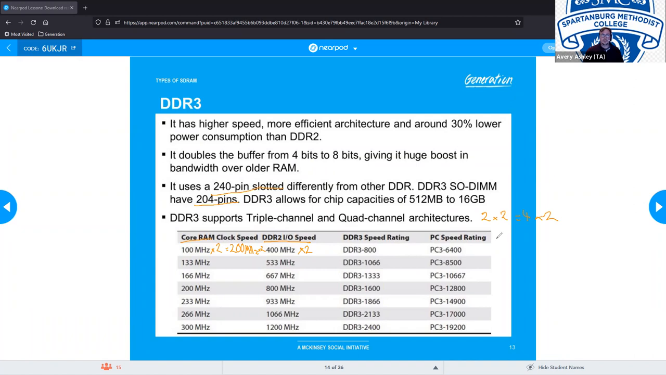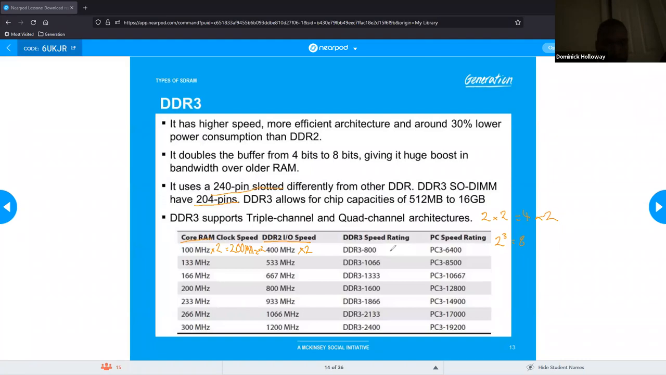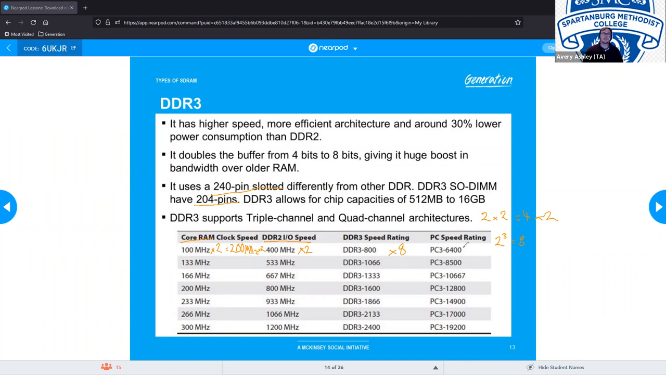Or you could think of it as 2 to the power of 3, which is 8. Just a little math lesson. All right, so we have our 800 DDR3 speed. How are we going to find this PC speed rating? Multiply by 8. Yep. We're always just going to multiply by 8 to get that PC speed rating. So 800 times 8, it's going to be 6400.